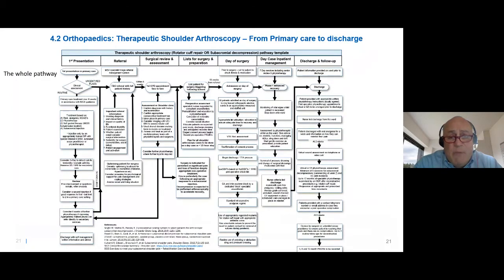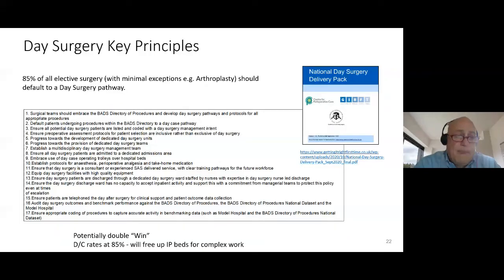Next one, please. This is an example of an orthopedic pathway. This is just therapeutic shoulder arthroscopy. And you can see I'm concentrating on list for surgery, day of surgery, and day case inpatient management. And Andy will talk about discharge and follow-up and primary presentation. So we are really now using these pathways and going end to end and joining it all up.